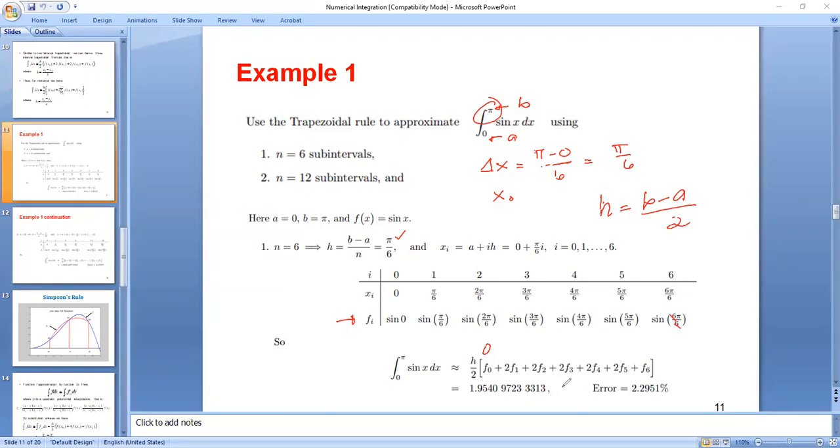Now, I'll give you 5 minutes to do that so that you can check whether your answer will be similar to the answer that is shown here. Okay? Can you do that? I'll wait here. Check whether you'll be getting 1.9540.